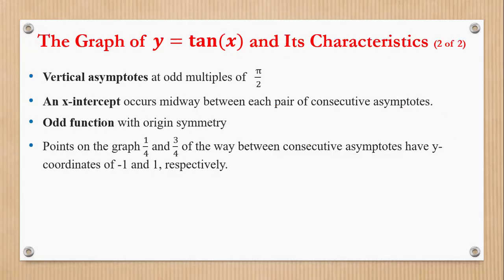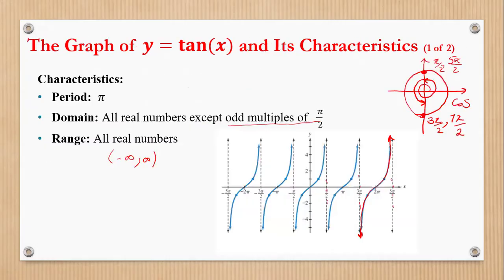So I mentioned the vertical asymptotes are odd multiples of pi over 2. Those are the exact points that are not in the domain. If you want to find the x-intercept, you only need to find the midway between the two consecutive asymptotes, which is this point. If you look at this asymptote and this asymptote, the x-intercept is the midway between the two asymptotes.